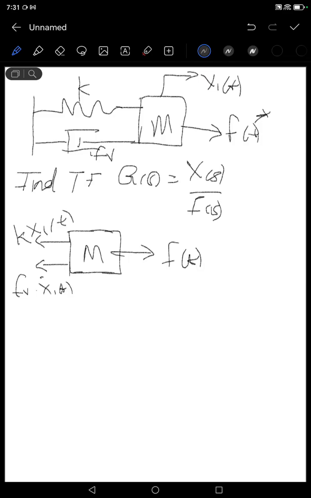Now we have our free body diagram. After getting the free body diagram, we're going to use Newton's second law, F equals ma. We're going to add all the forces that we have and equate them to mass multiplied by acceleration. We have the forces acting to the left, which are the spring and the damper, and then the other force acting to the right, which is this force f of t.